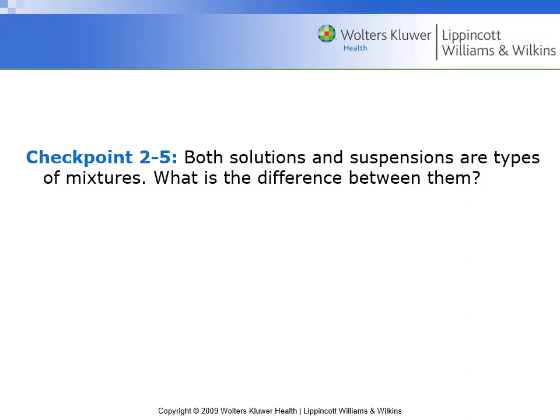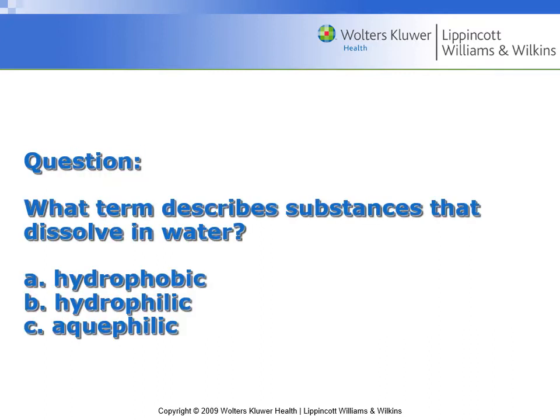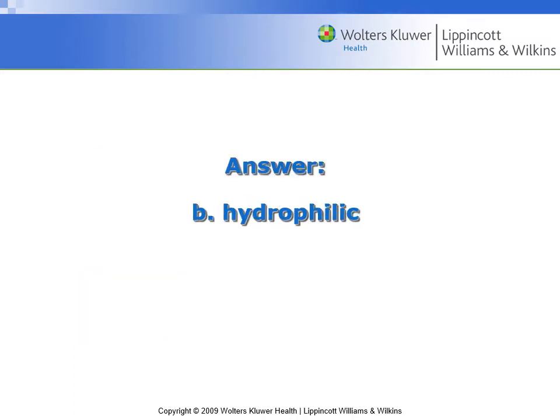All right, both solutions and suspensions are types of mixtures. What are the differences between them? Solutions are homogeneous, so you don't see a separation, but most critically, when you look at suspensions, if left standing, they do separate. All right, what term describes substances that dissolve in water? Of course, we all know hydrophilic. This part here, philic, means loving.